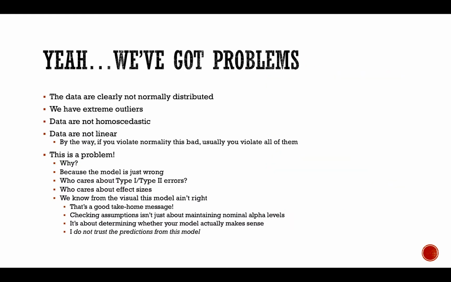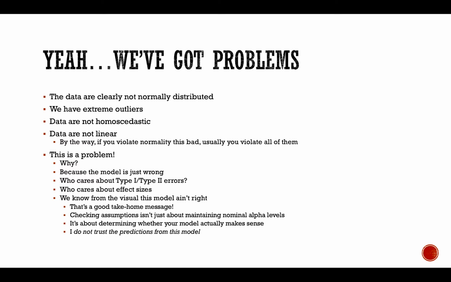So yeah, we got problems. The data are not normally distributed, we have extreme outliers, the data are not homoscedastic, the data are not linear. By the way, if you tend to violate the assumption of linearity, usually you violate all the others too. So this is a problem. Why? Because the model is just wrong.